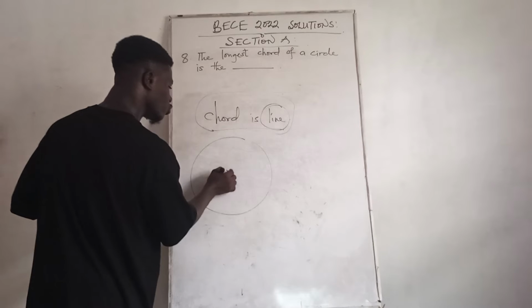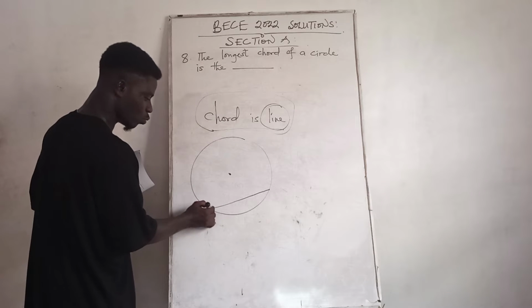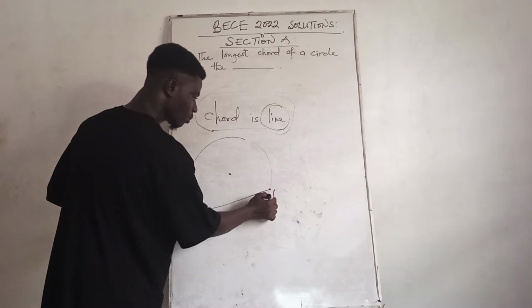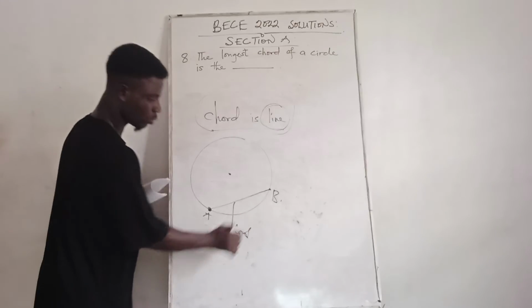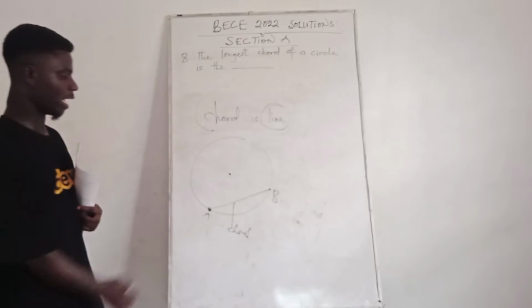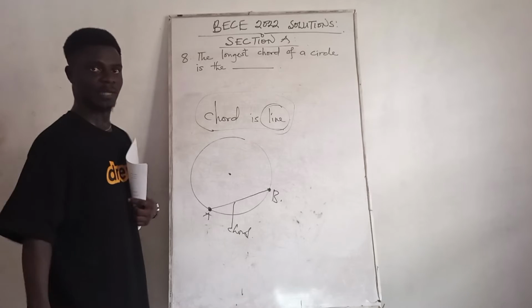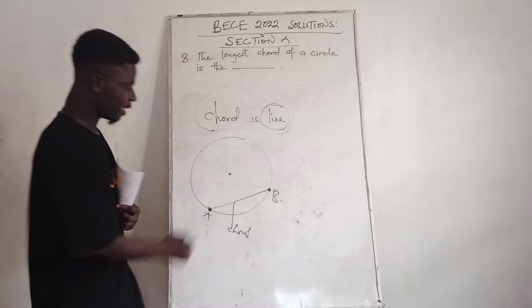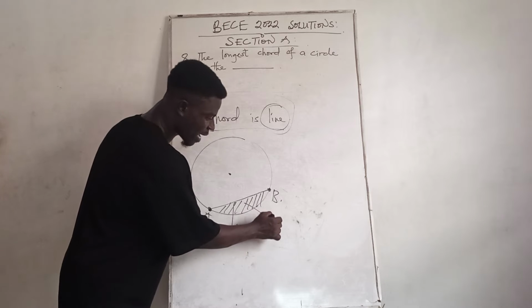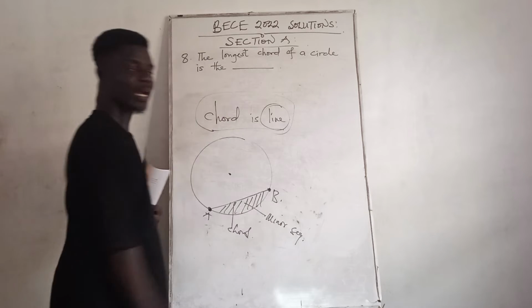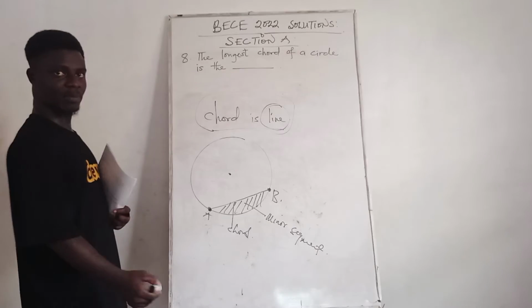But it does not pass through the center. So take note, this one is a chord. That's a chord, a line joining 2 points on the circumference of the circle. So this one is a chord. And this shaded portion here will be what? A minor segment. So that's a segment, a minor segment.